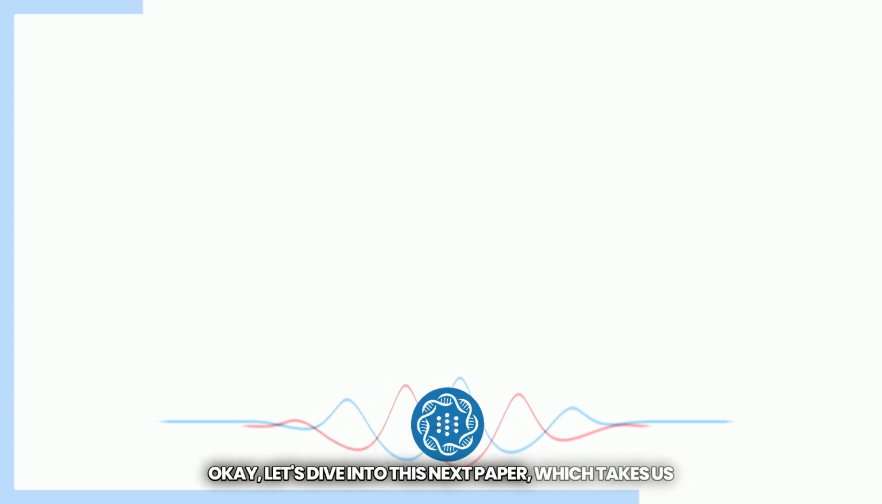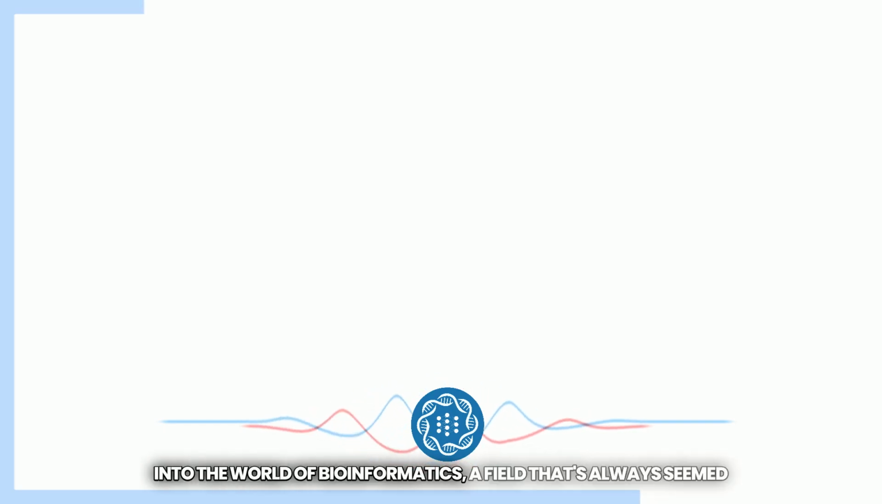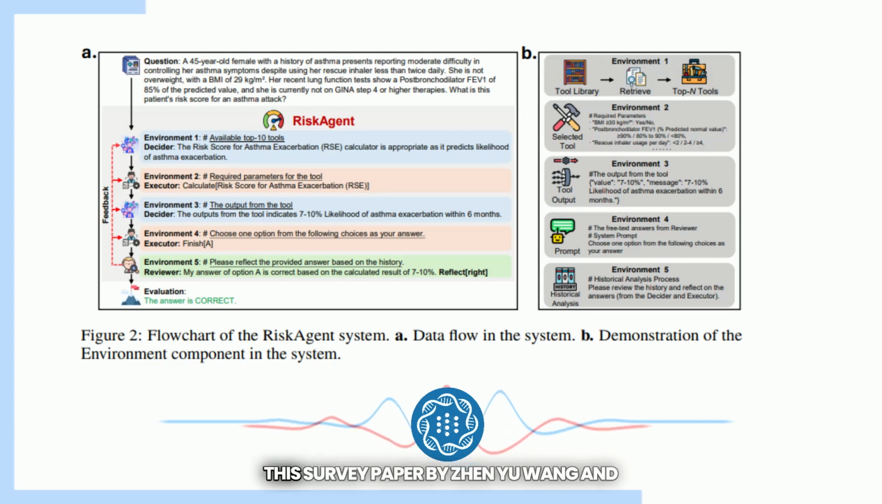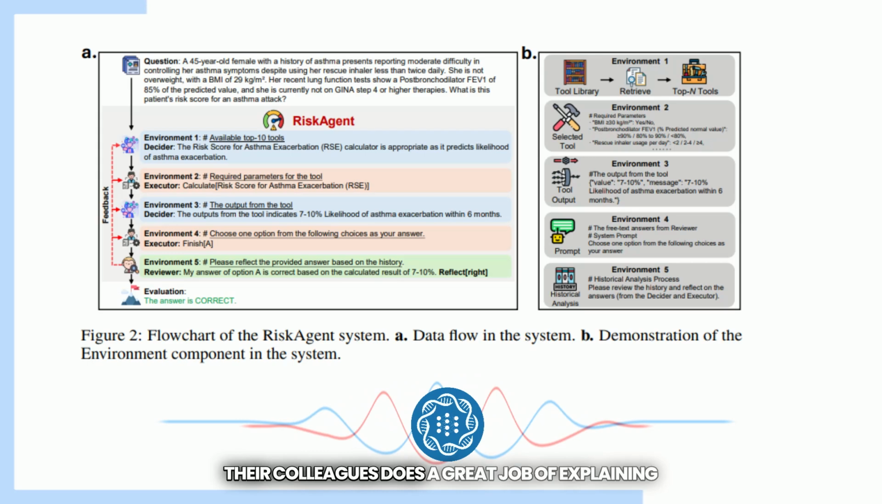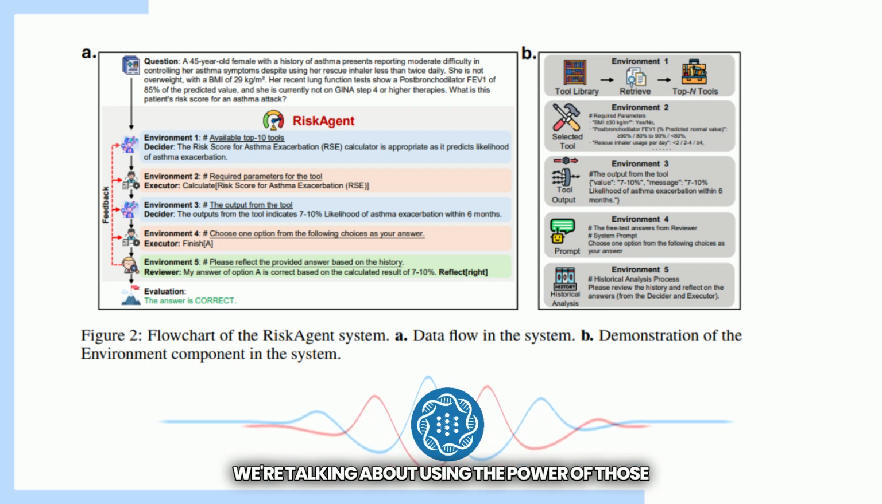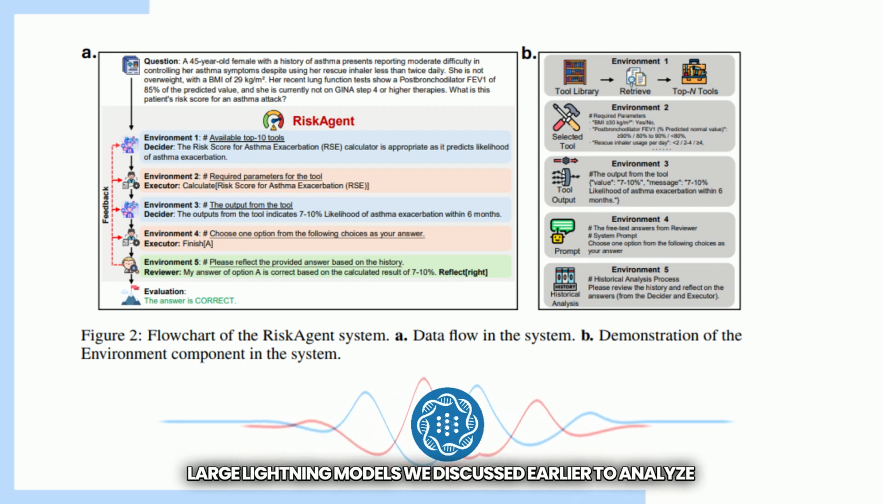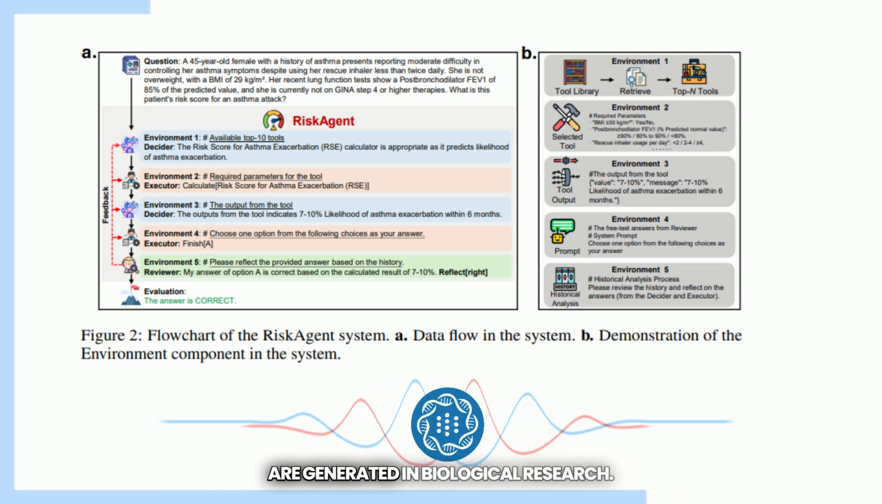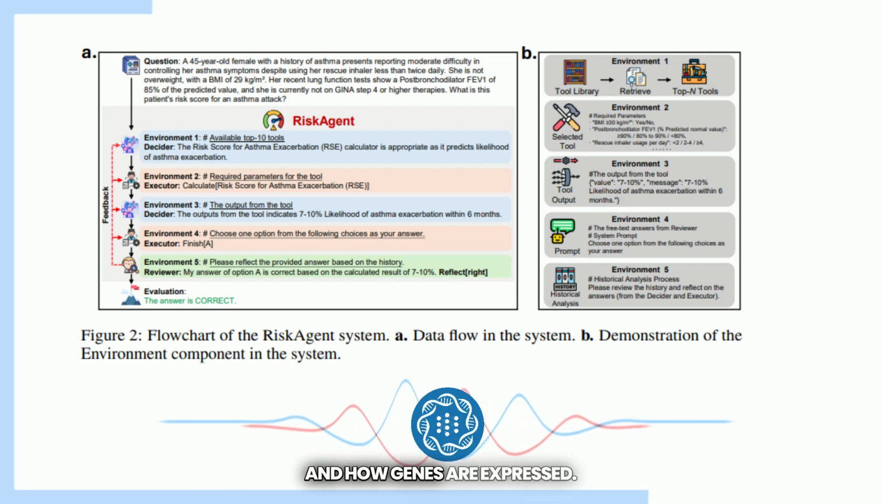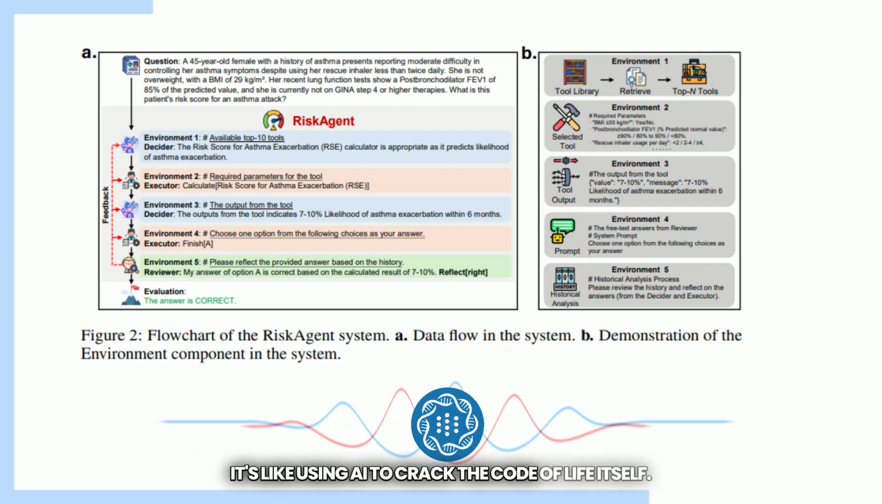Okay, let's dive into this next paper, which takes us into the world of bioinformatics, a field that's always seemed a bit intimidating to me, to be honest. It's a really interesting field. This survey paper by Zhenyu Wang and their colleagues does a great job of explaining how LLMs can be used in bioinformatics. We're talking about using the power of those large language models we discussed earlier to analyze and understand the massive amounts of data that are generated in biological research, things like genomic sequences, protein structures, and how genes are expressed. It's like using AI to crack the code of life itself.